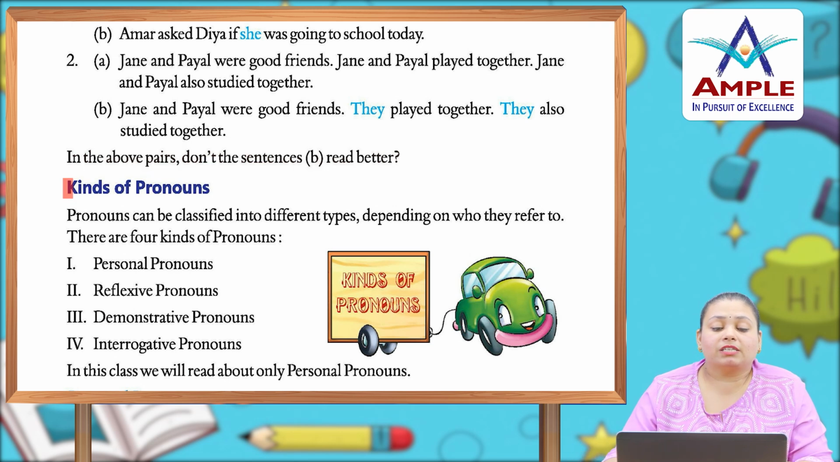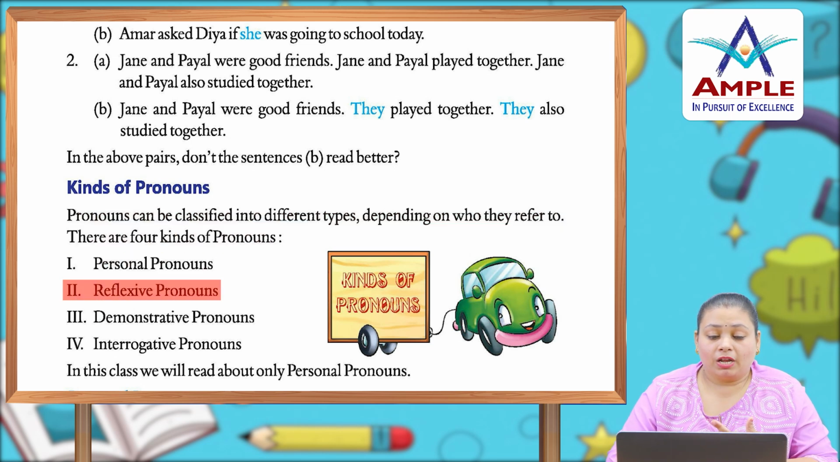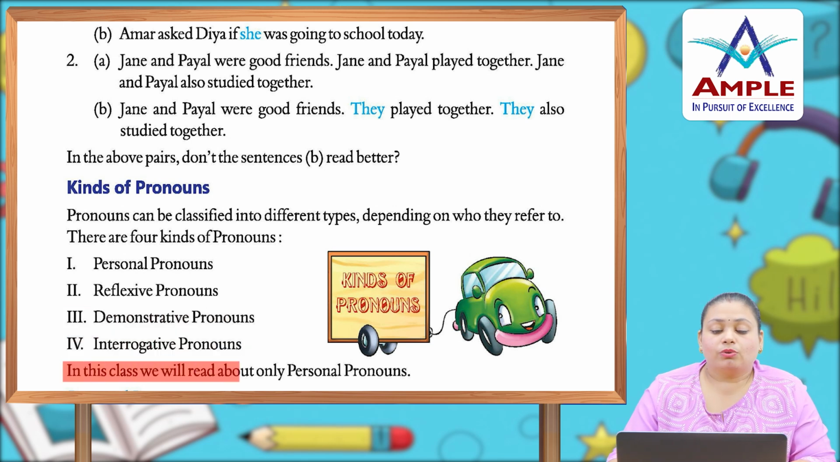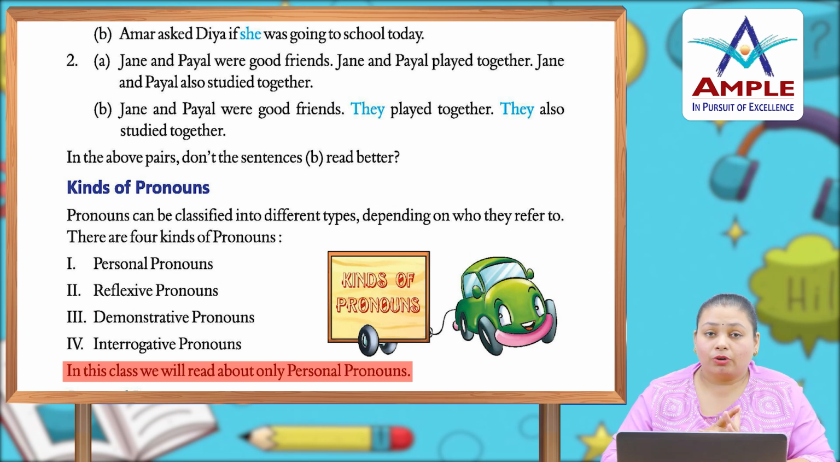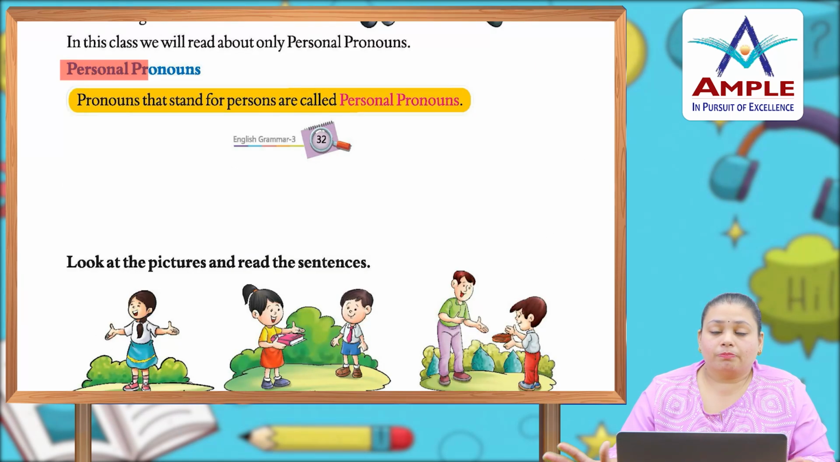Now moving to the next, kinds of pronouns. Pronouns can be classified into different types depending on how they are used. There are 4 kinds of pronouns: personal pronouns, reflexive pronouns, demonstrative pronouns, and interrogative pronouns. In this class, we will read about only personal pronouns. So let's start with the personal pronoun.